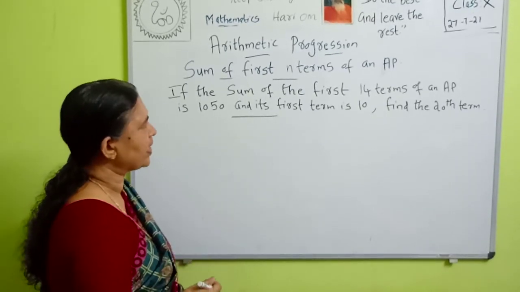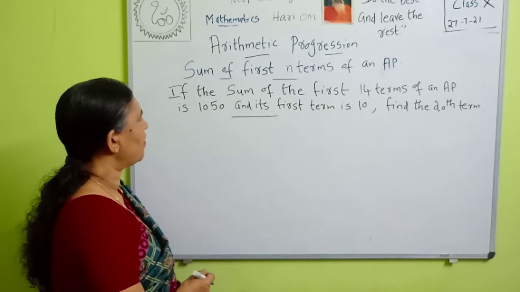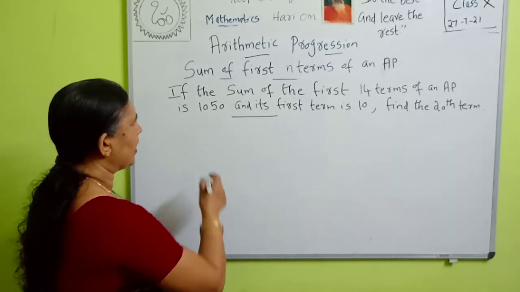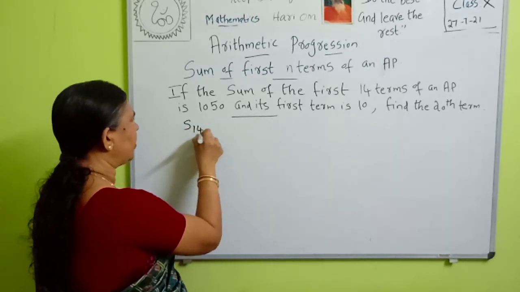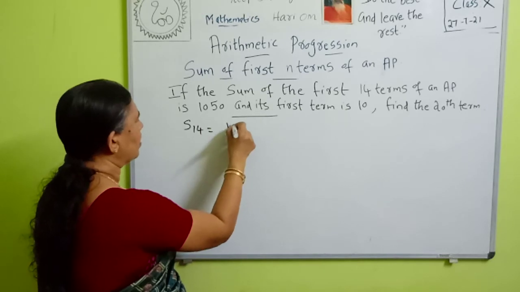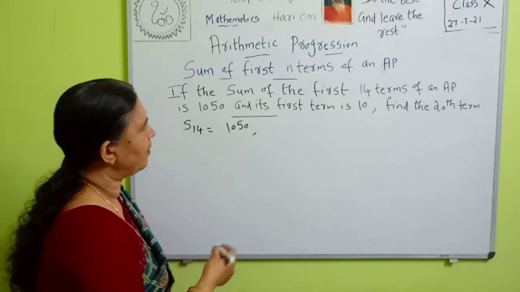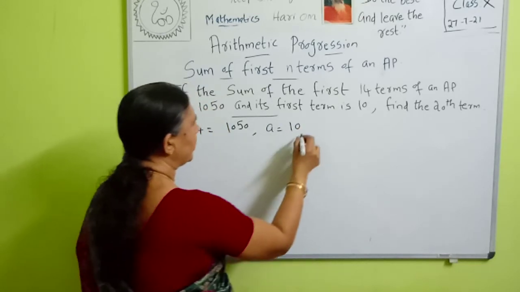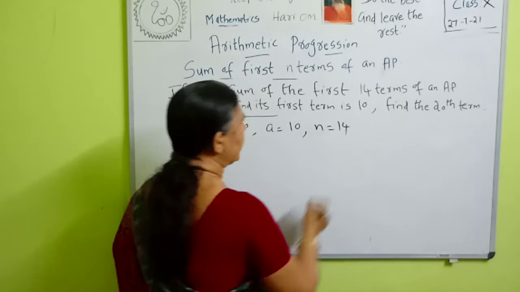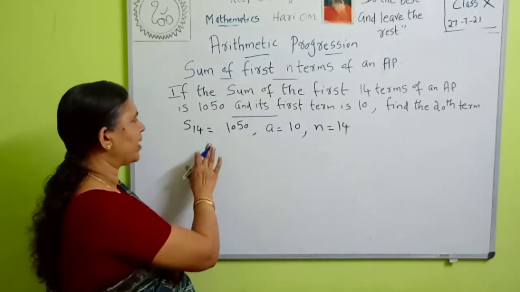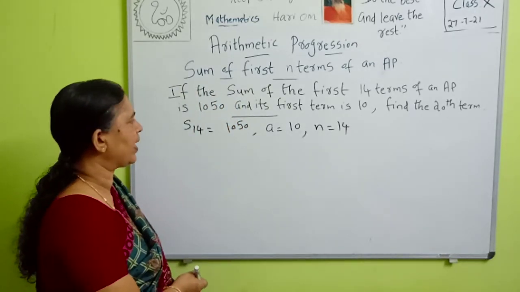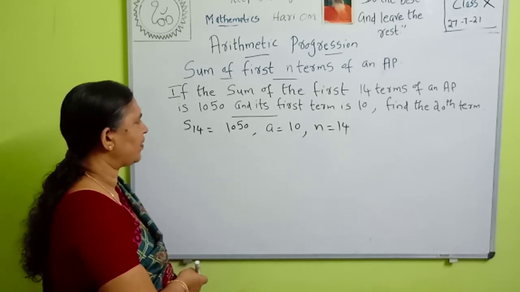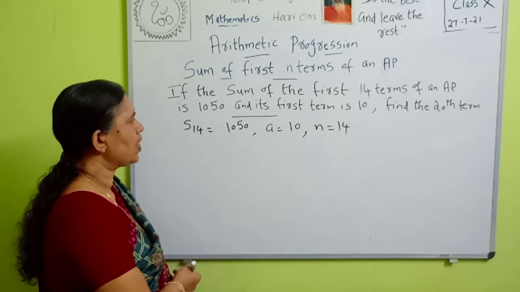Next question. If the sum of the first 14 terms of an AP is 1050 and its first term is 10, find the 20th term. Here S14, sum of 14 terms, is equal to 1050 and first term a is equal to 10. Then n is equal to 14. Here d is not given. So first we can find d. Then we use which formula to find d?